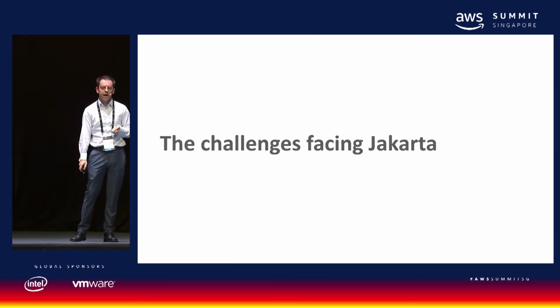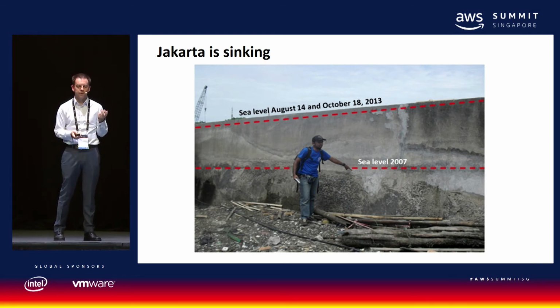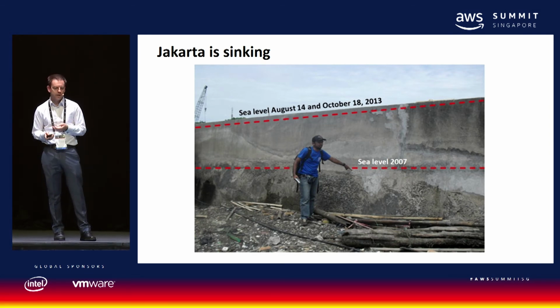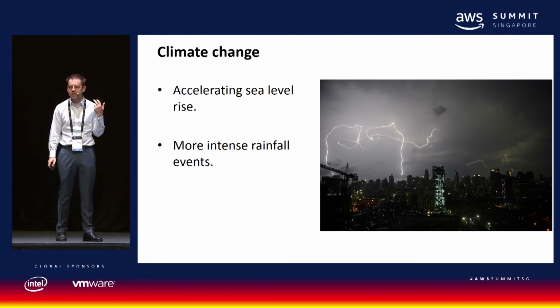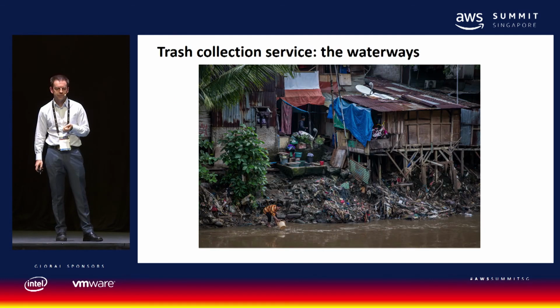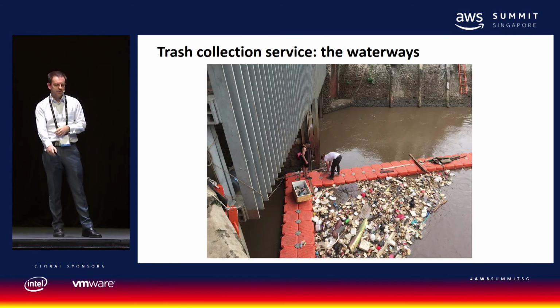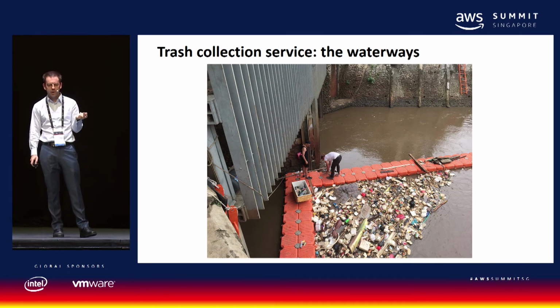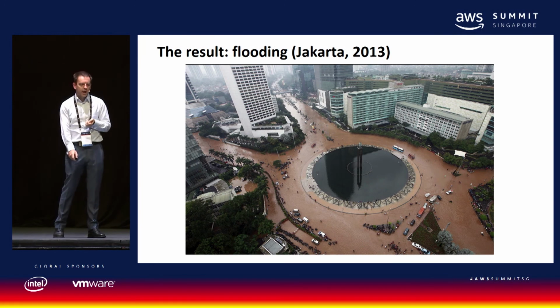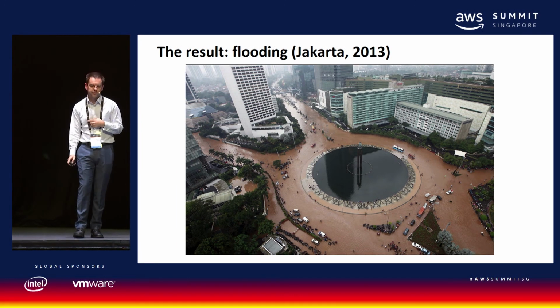So Jakarta has a number of challenges. It's sinking very rapidly under the weight of all the tall buildings and groundwater extraction. There's climate change, which leads to more intense rainfall events. There's lots of trash that gets thrown into the river and can block up the gates and pumps. And all of this leads to major flooding events in Jakarta.